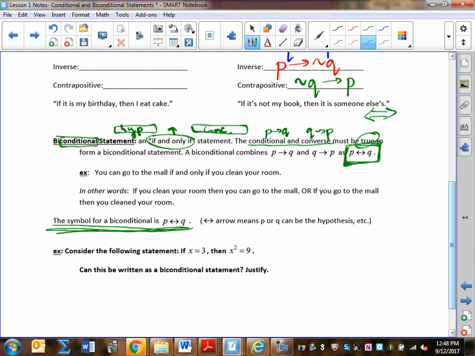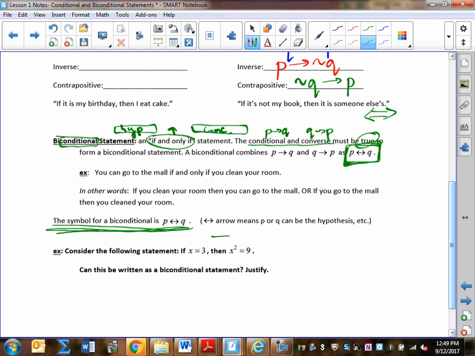Alright, so real quick then, let's just take a look at this example. Starting off with my statement, if x equals 3, then x squared equals 9. Can I write this as a biconditional? Can I go both ways with it? Why not? Not just because it has a then. Because the then part says x squared equals 9, and a biconditional statement can go both ways. And when you solve the second one, there can be two answers, so it can't only be positive.